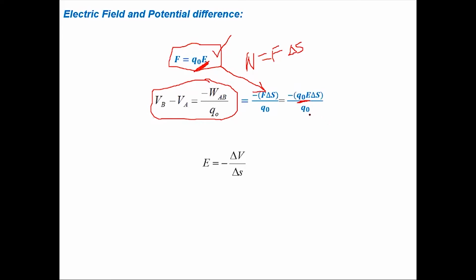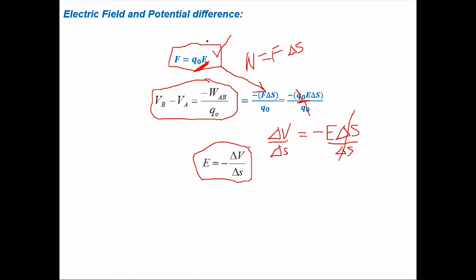Now, if I do that, this Q0 and Q0 cancel out. So what do you get here? Delta V, which is VB minus VA, equals minus E times delta S. Is this correct? Yes. If I divide both sides by delta S, what do you get? You get E, right? That's what I have here. Delta S, delta S. So E equals negative delta V over S. That's the formula.